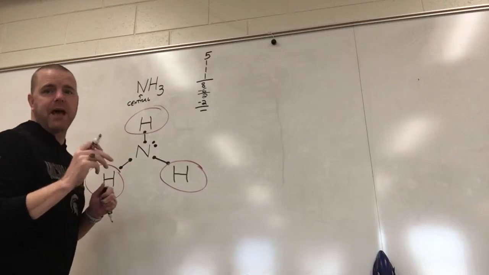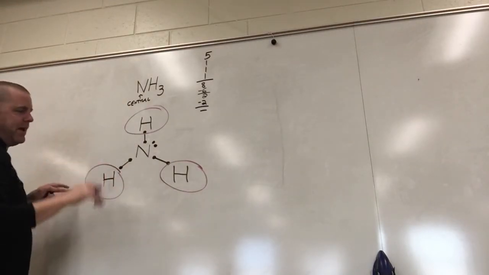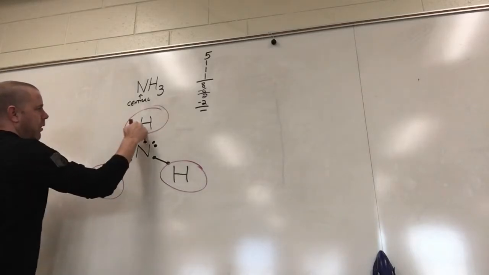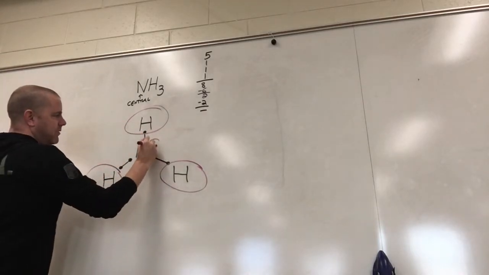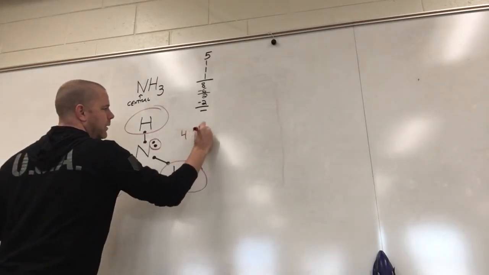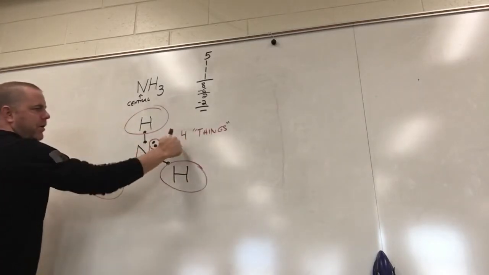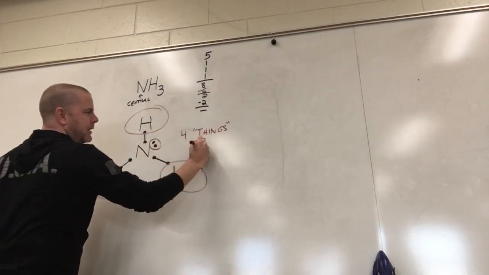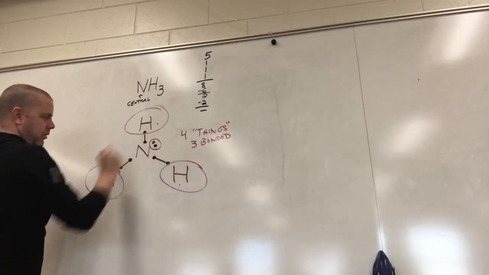Guys, it does not matter that we have single bonds, double bonds, or triple bonds. It's just how many things are bonded. So one thing that's bonded, 2 things that are bonded, 3. And then we have this thing right here. So that is a total of 4 quote-unquote things. Now, of those 4 things, 3 of them are bonded structures. They're bonded things, 1, 2, and 3.